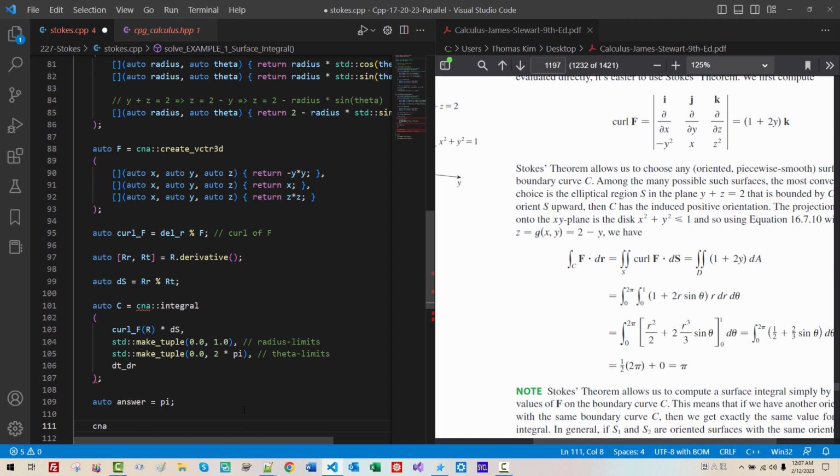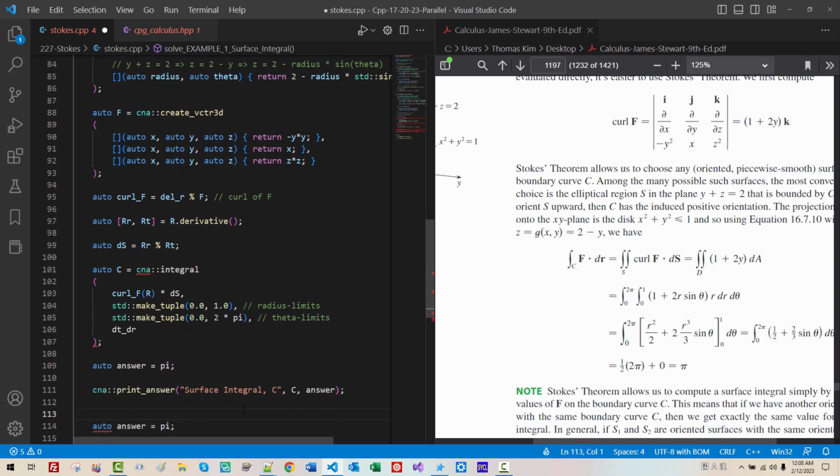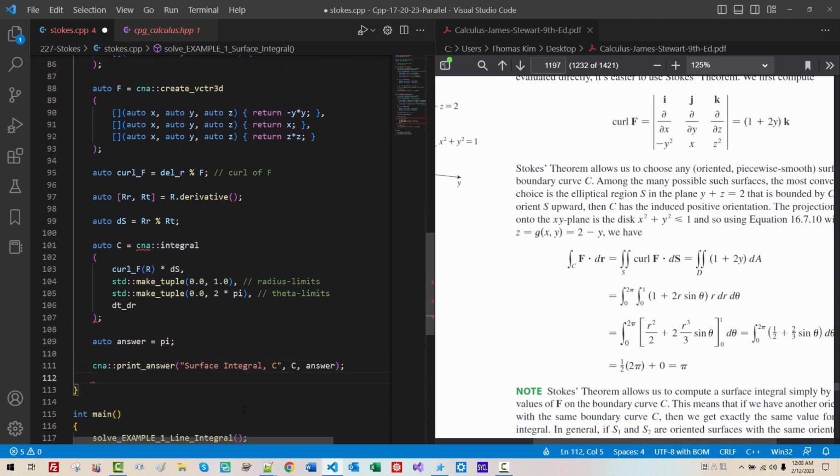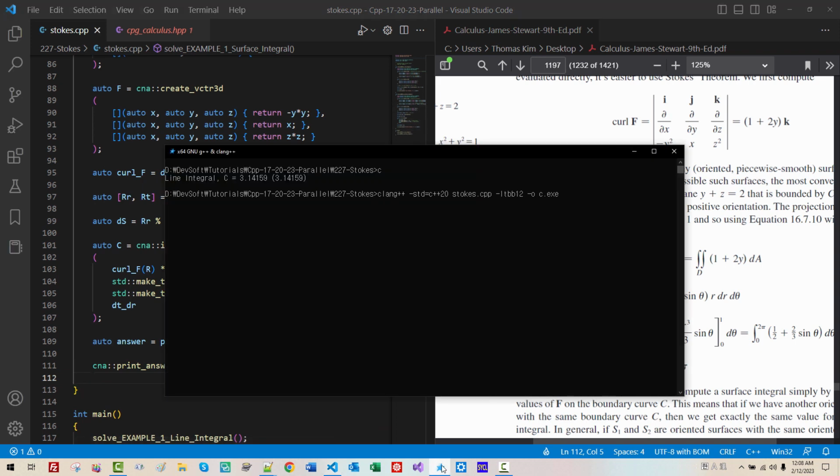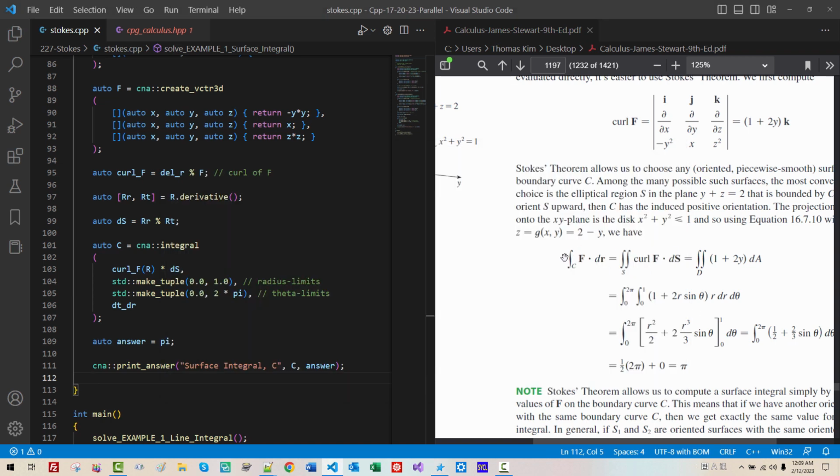Then print answer, surface integral C. So we completed our code. Now we build again. Look, our surface integral matches line integral. This proves Stokes theorem is correct.